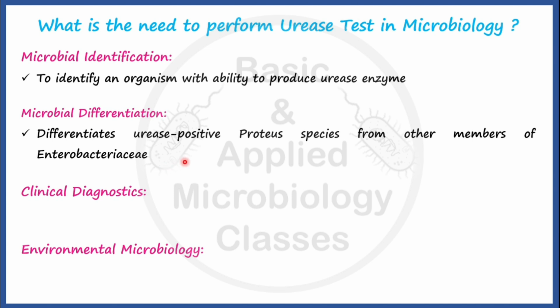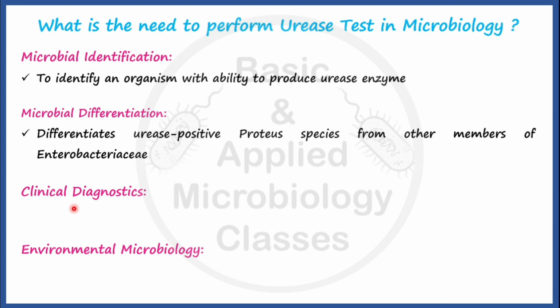But when we are interested in differentiating Proteus species from other Enterobacteriaceae members, then you should know the urease test is very important there, because Proteus species are very well known to produce urease enzyme in large quantities. That's why urease-positive Proteus species, just because of urease production, can easily be differentiated from other Enterobacteriaceae members, which either are not able to produce urease, or if they do produce urease, then only in very small quantity, or they are weakly positive.